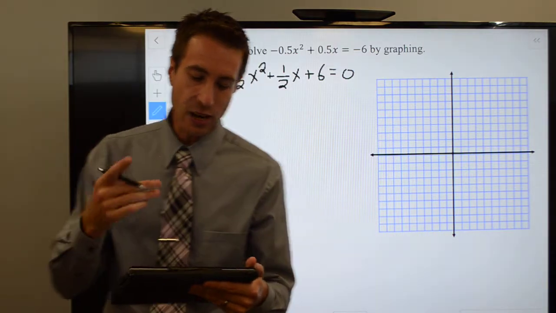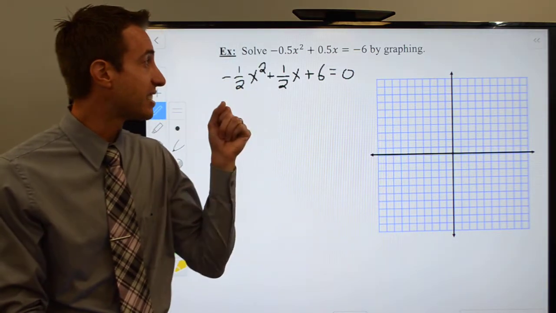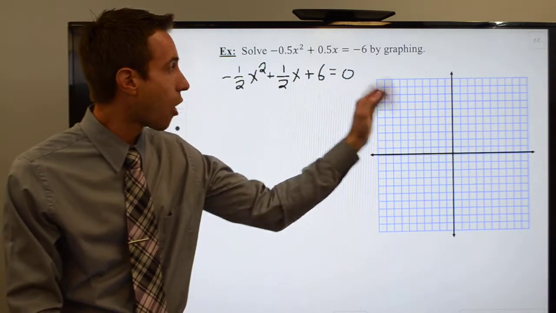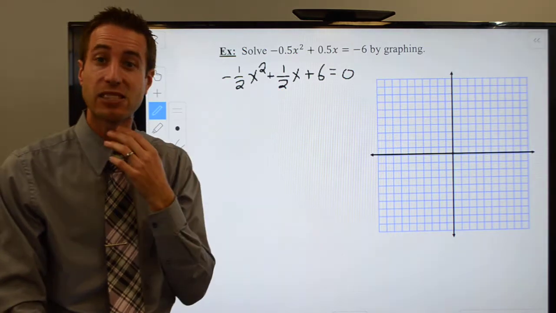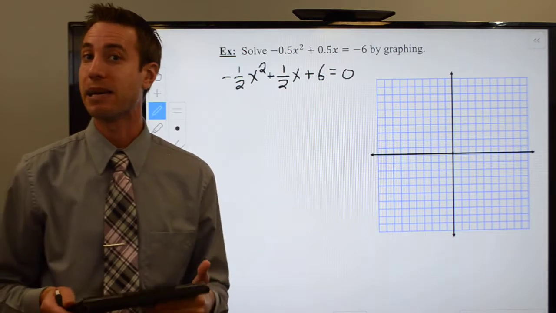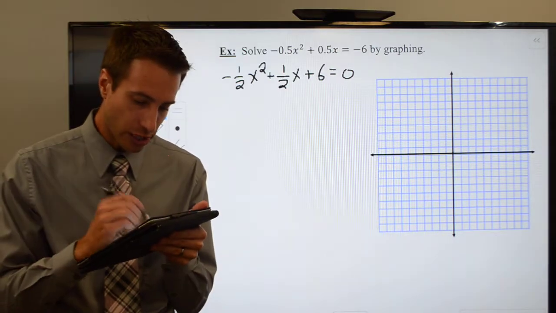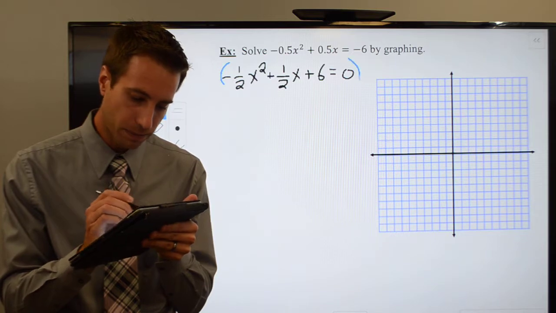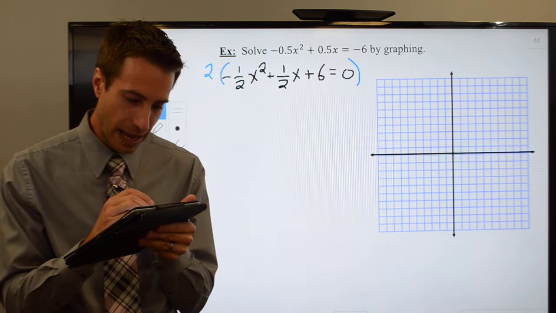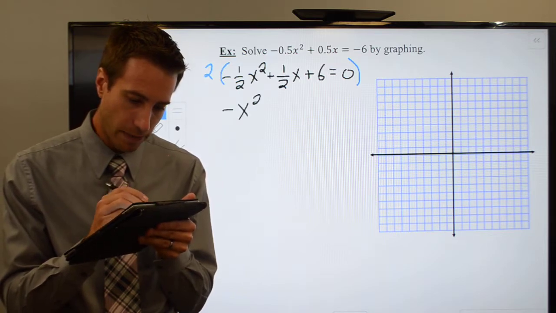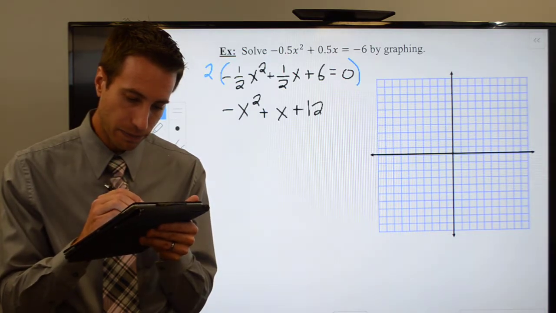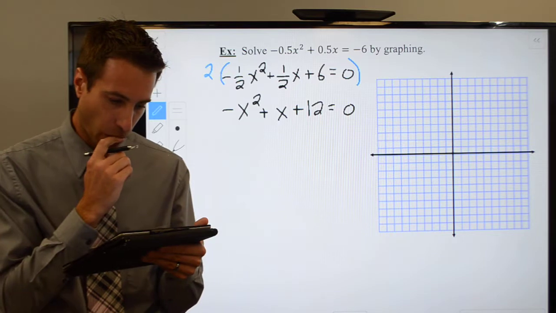Ooh, and actually, remember, to put it into standard form, I'm going to want to multiply all of these by 2, the denominator, to get my a, my b, and my c to be integers. So let's go ahead and do that as well. Multiply everybody by 2, and that's going to give me a minus x squared plus x plus 12 is equal to 0.